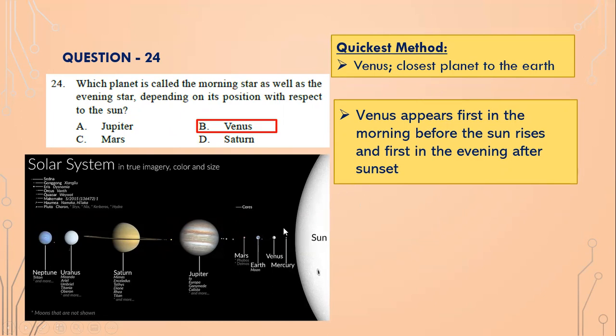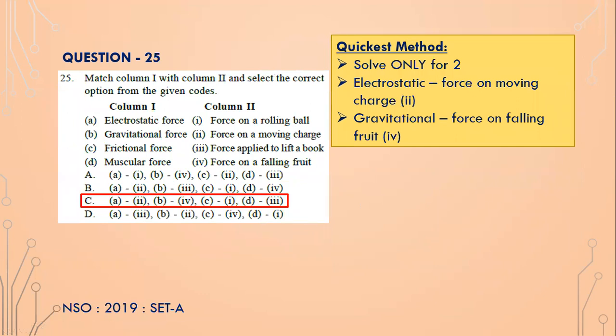Match column 1 with column 2 and select the correct option from the given codes. So solve only two. Electrostatic force, isn't it? Electrostatic force is force on a moving charge. So for A it is 2. Gravitational force is force on a falling fruit. So for B it is 4. A2 and B4, that's it. You don't need to solve anything else. So A2 and B4, and that is option C, the correct option.